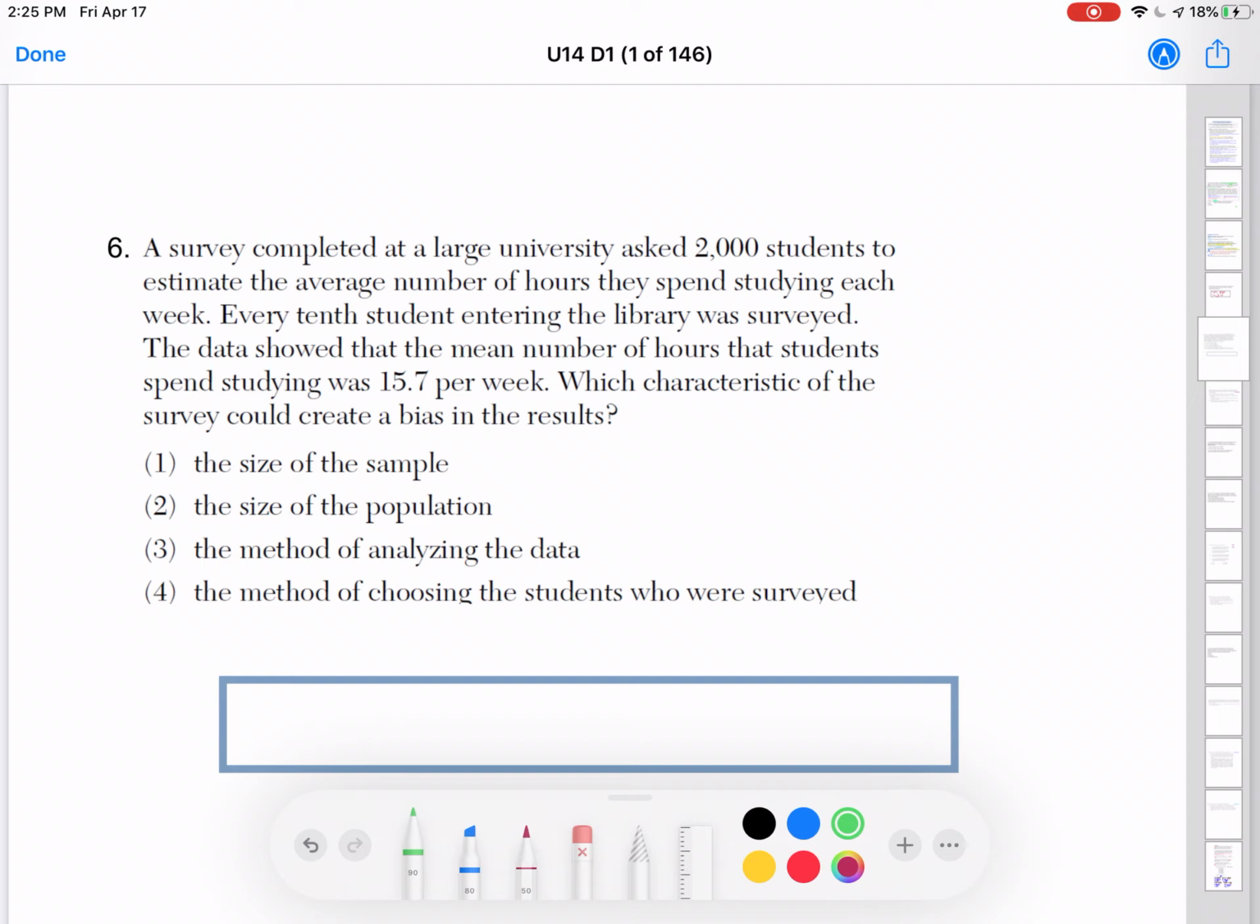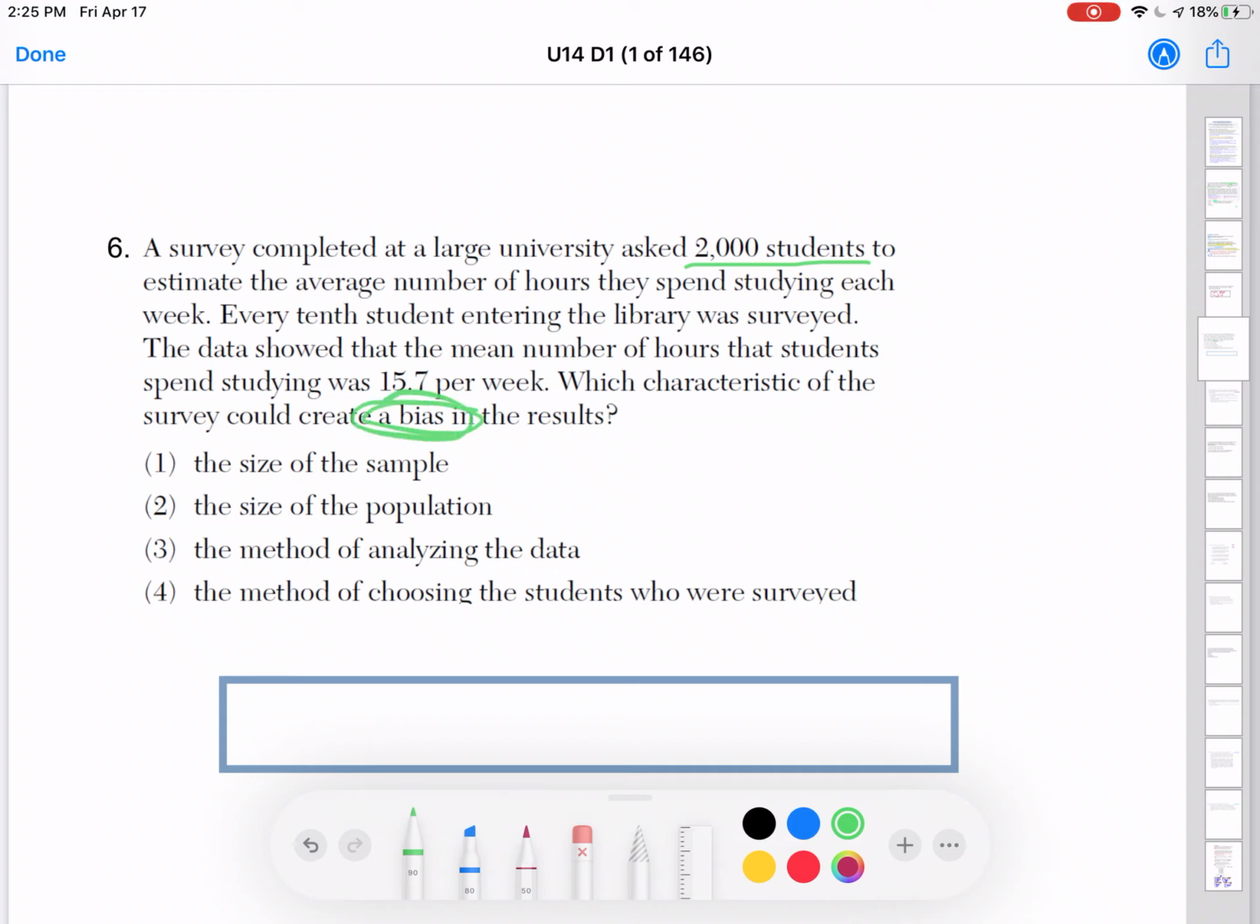Next. It says a survey completed at a large university asked 2,000 students, so that's a lot, to estimate the average number of hours they spend studying each week. All right, so we want to know how many hours the kids are studying at this school. Every 10th student entering the library was surveyed. The data showed that the mean number of hours that students spent studying was 15.7 per week. Which characteristics of the survey would create the bias?